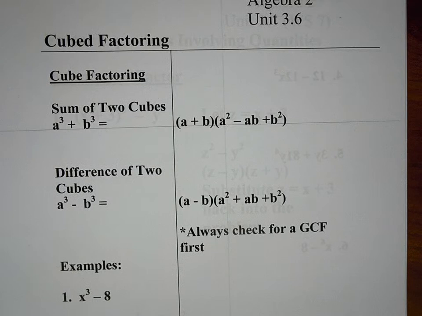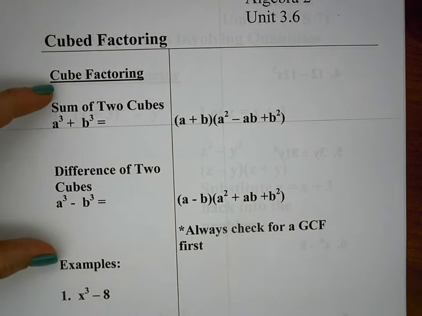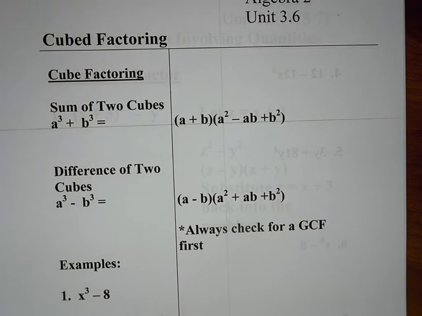Previously when we were doing squares, it has to be a difference of squares in order to factor. A sum of squares is not factorable, but in cube factoring, both sums and differences are factorable. If you look back on the grades wall, there is an orange poster that says cube factoring, and it has both the sum of cubes and also the difference of cubes.